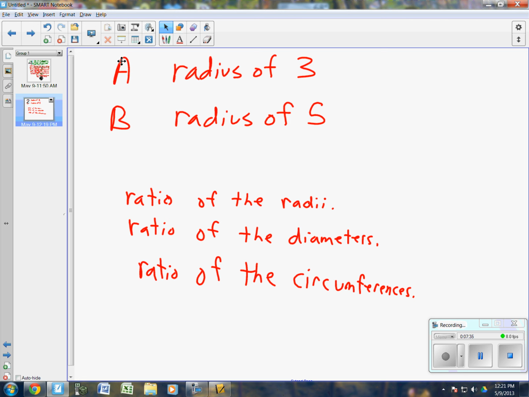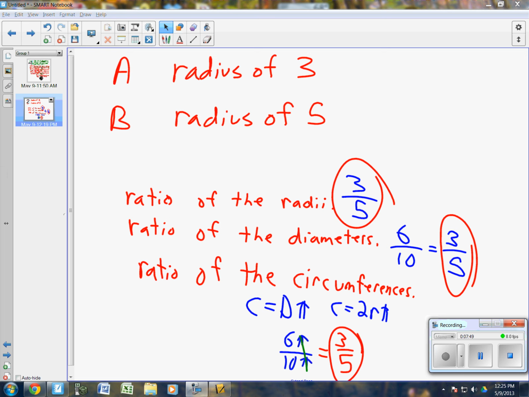The point was that you didn't need to carry it out that far. Okay, so the ratio of the radii is 3/5. The ratio of the diameter is 3/5, and the ratio of the circumference is 3/5.